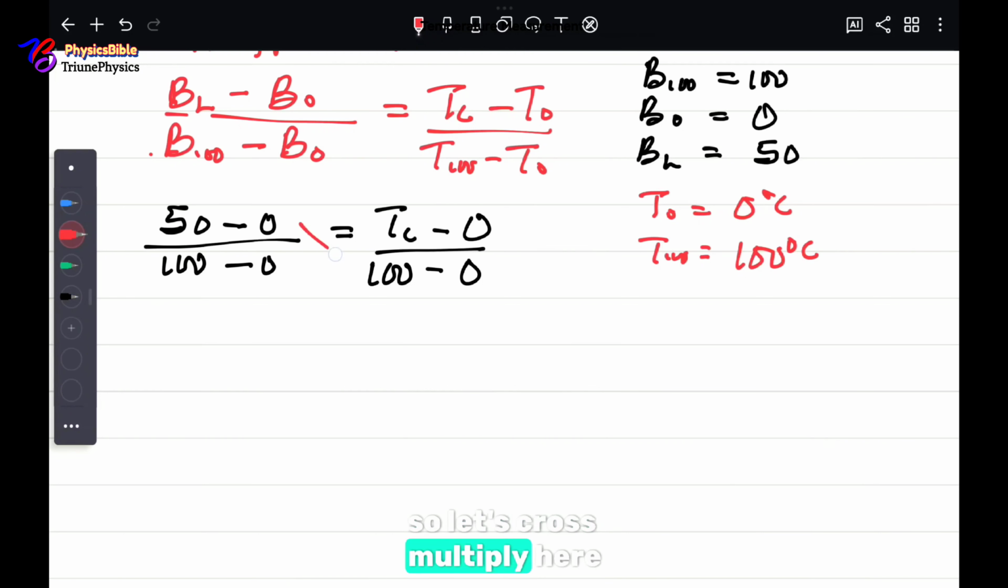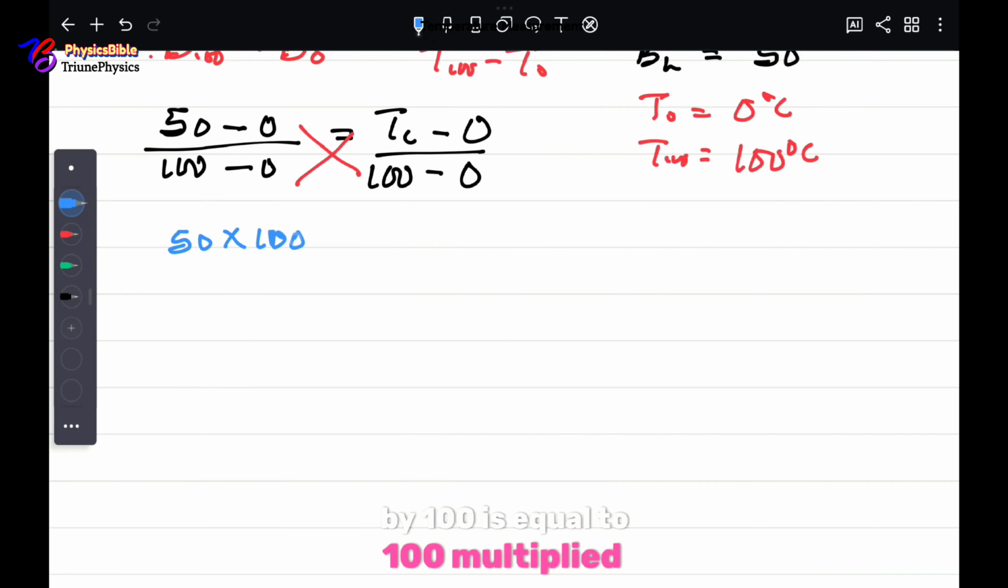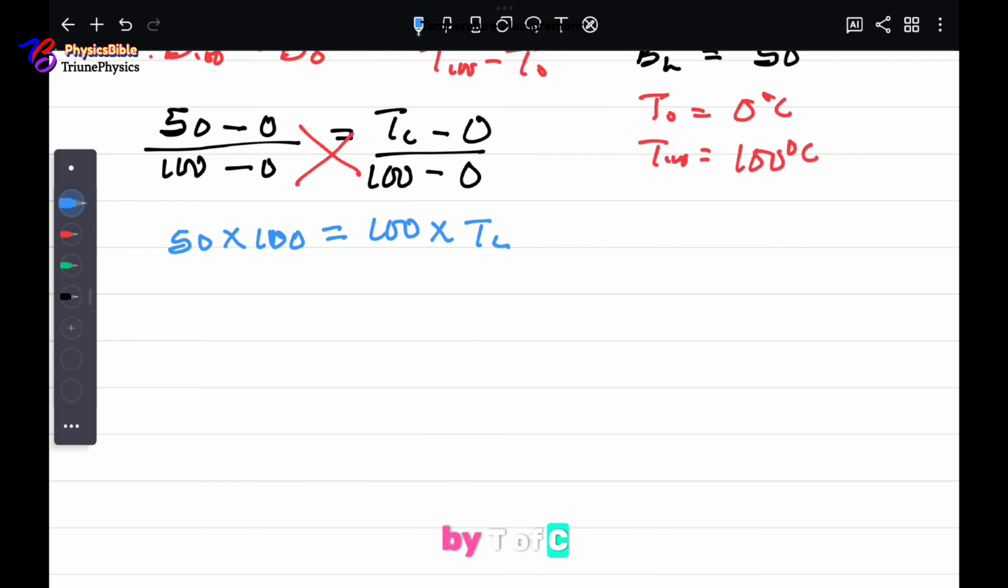So let's cross multiply here. If we cross multiply, what are we going to have? We now have 50 multiplied by 100 is equal to 100 multiplied by T of C.